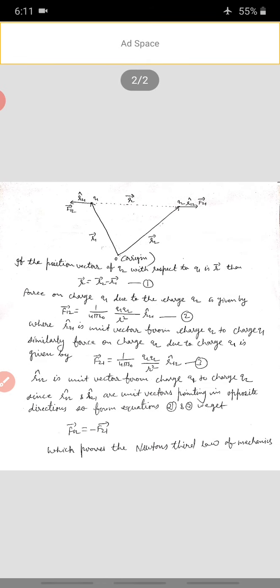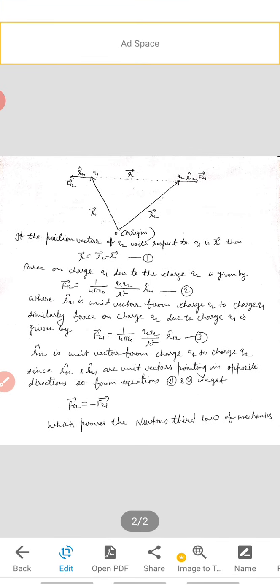Consider two point charges Q1 and Q2 located at points A and B in vacuum, having position vectors R1 and R2 respectively. It is clear in the diagram. Here, two point charges Q1 and Q2, their position vectors are R1 and R2.